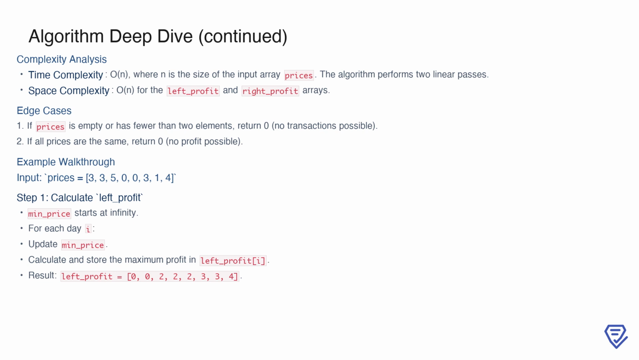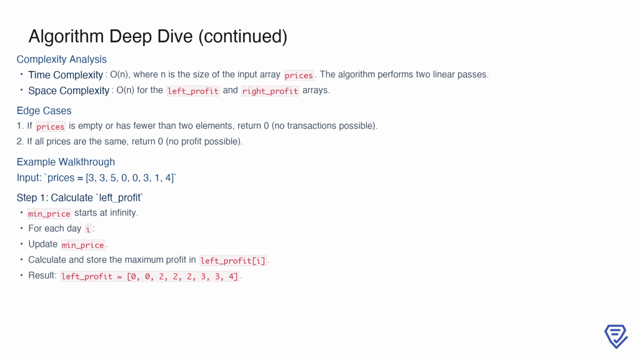The space complexity is also O(n), since we use 2 arrays of size n to store intermediate results. Edge cases include scenarios where the input array is empty or has fewer than 2 elements. In such cases, no transactions can occur, so the function should return 0. Similarly, if all prices in the array are the same, no profit is possible, and the result should also be 0. To illustrate, consider the example input prices equals 3, 3, 5, 0, 0, 3, 1, 4.